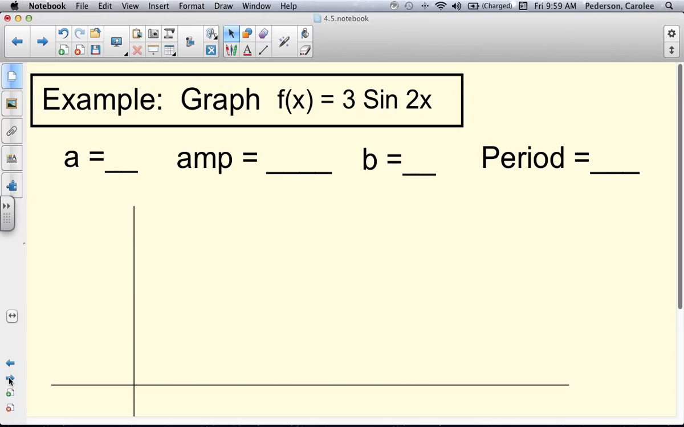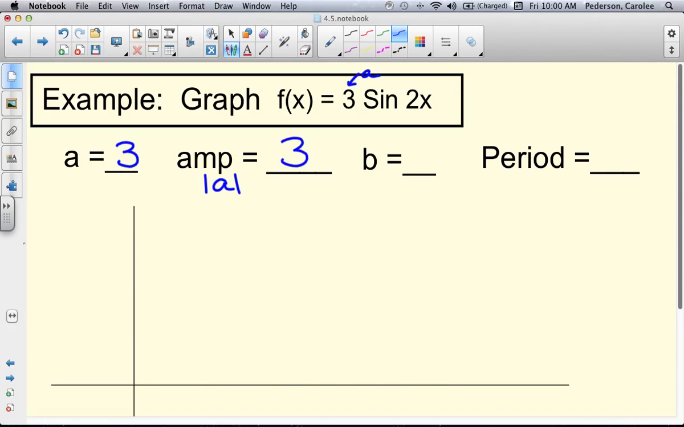So what is the A value here? The A value, 3. This is my A value. So what the A value does is tell you how tall the sine function will be. So we always absolute value the A. So what is that? Quick, 3. Good. So that means we'll have a distance of 6 units total on the y-axis.